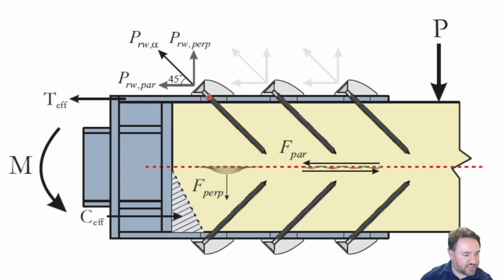So here we ordered these special washers that allow us to install them at a 45 degree angle directly. Now, if you sit and think about this connection for a little while, you understand that when I'm pulling on this, it's going to create a tension perpendicular to grain stress in the middle.